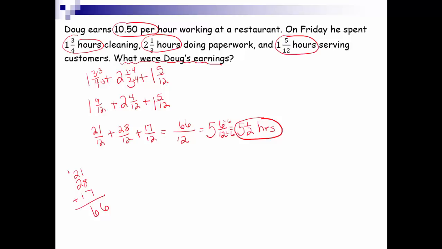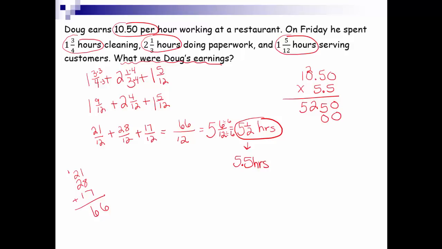Since the 10.50 is in decimal form, let's go ahead and rewrite our 5 1/2 hours in decimal form. That's 5.5 hours. Then we'll just multiply our 1050 by our 5.5. Keep in mind when we're multiplying decimals, no need to line up the decimal points. 5 times 0 is 0. 5 times 5 is 25. Put down a 5, carry a 2. 5 times 0 is 0 plus 2 is 2. 5 times 1 is 5. Put down a 0 as a placeholder.